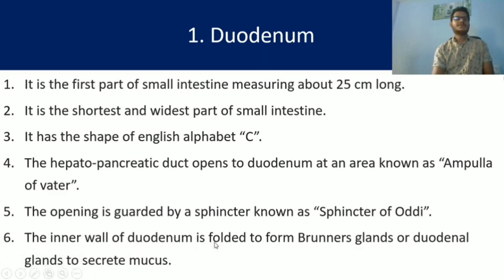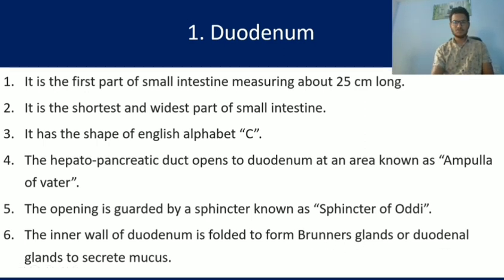The inner wall of the duodenum is folded to form Brunner's glands. So in the duodenum, the inner wall is folded to form the glands which we call Brunner's glands. It is also known as the duodenal gland, and it secretes mucus. So the duodenal glands or Brunner's glands are there in the duodenum, which secrete mucus.